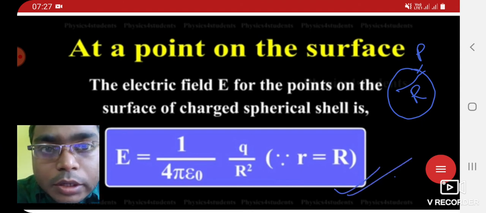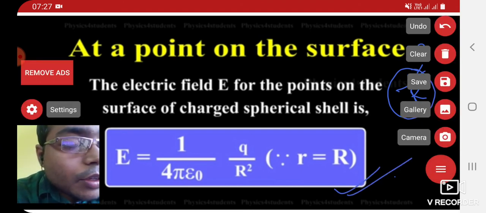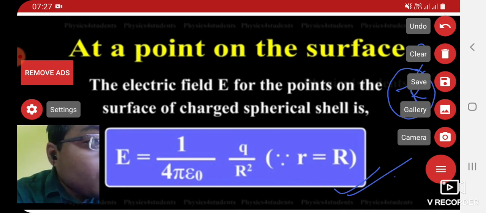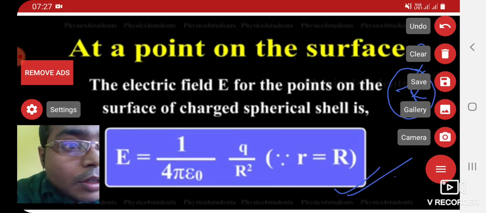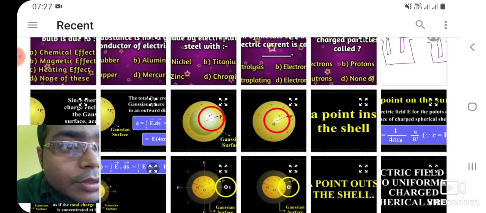So let us move to the third position. The third position is very important, right? For the third position, we are going to calculate the electric field inside the spherical shell.